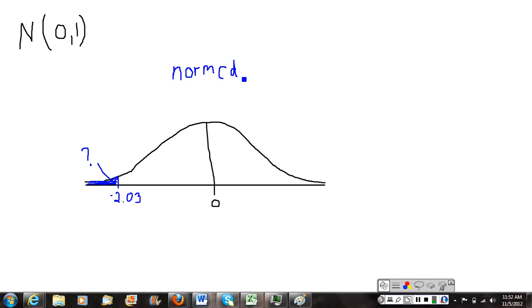Remember, whenever we use the normal CDF command, the first thing we have to input is the left-hand border of the shaded area. Well, this shaded area goes forever to the left. So the left-hand border is really negative infinity. We can't enter negative infinity in the calculator, but for our purposes, what we'll enter is this, negative 1, and then use exponential notation here, E9. That's indicating a negative 1 with 9 zeros after it, a very negative number. And then the right-hand border of that area of interest is negative 2.03.